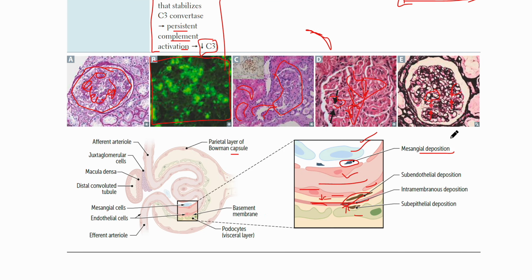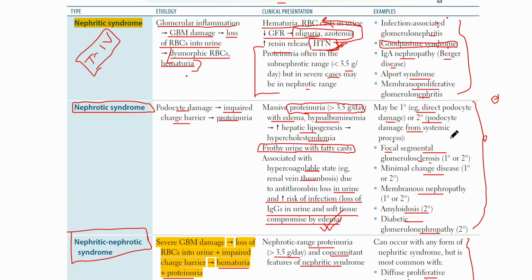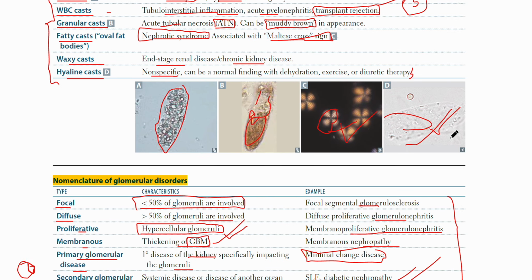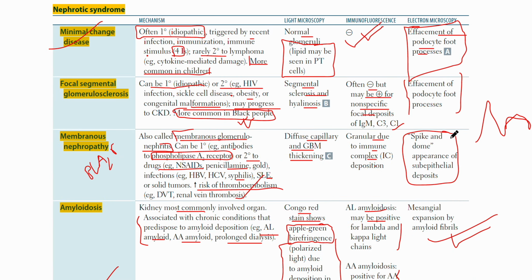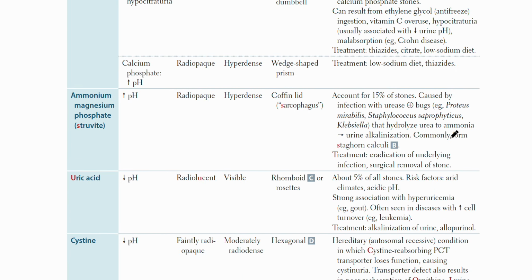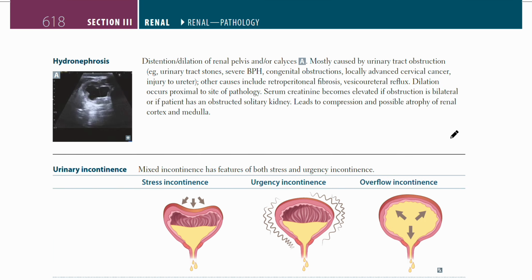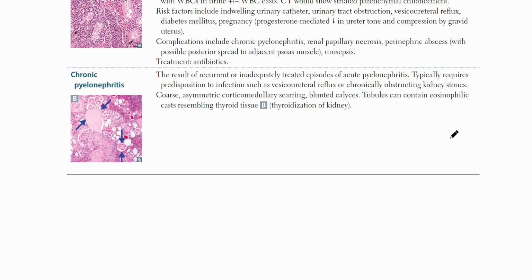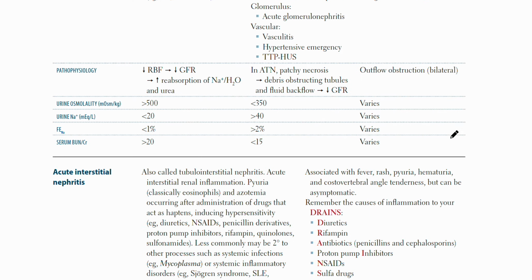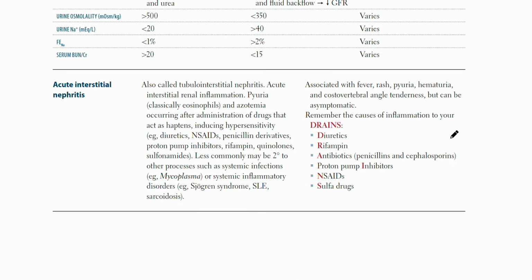So that is how we finish our nephritic syndrome, nephrotic syndrome, and also this nomenclature and cast in urine. We'll talk about our kidney stones like calcium, uric acid, cysteine stones, and then hydronephrosis, urinary incontinence. All the other remaining part of nephrology and urology we'll talk about in our upcoming sessions.